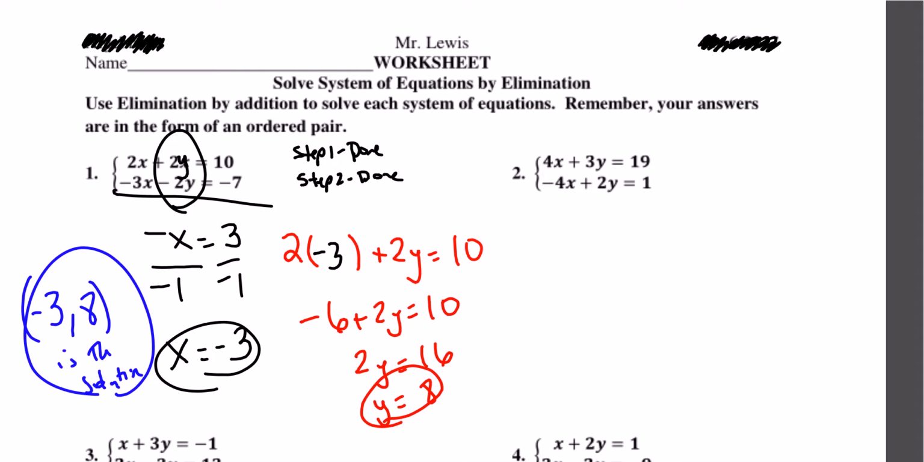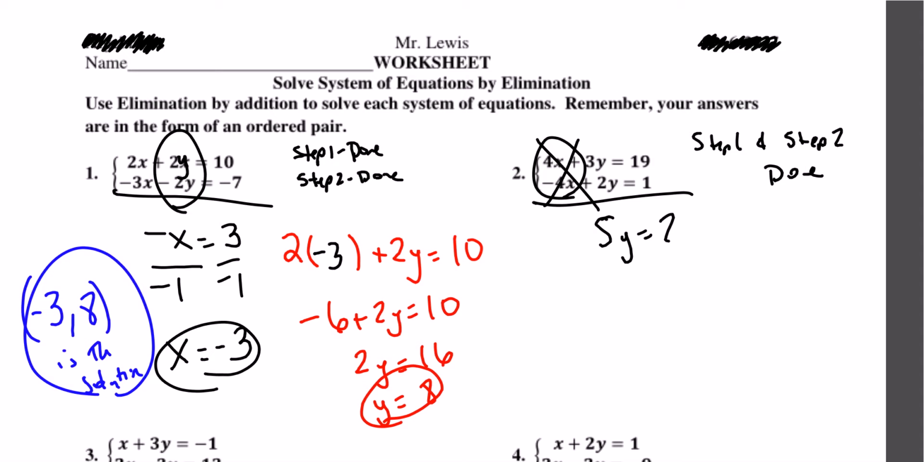Now I'm going to look at number 2. Number 2 is already set up because I have matching x's with opposite signs. So step 1 and step 2 are done. So I have to add vertically. 4x and negative 4x, those cancel out. I end up with 5y equals 20. Divide by 5 on both sides. I get y equals 4.